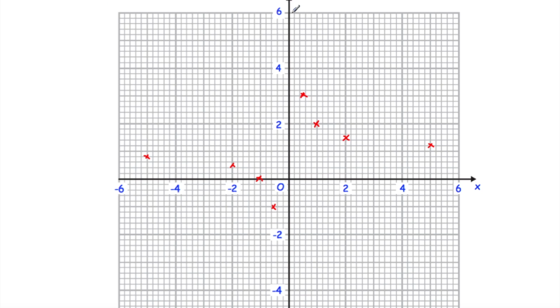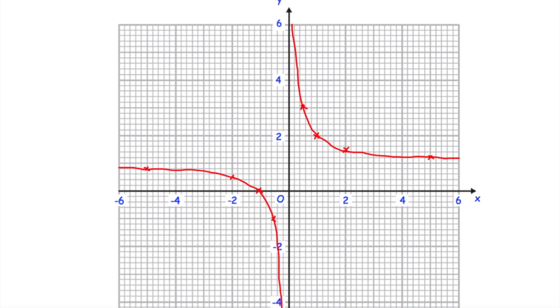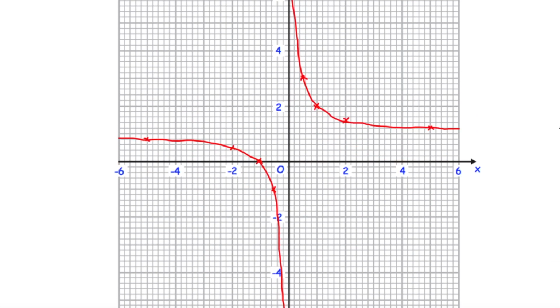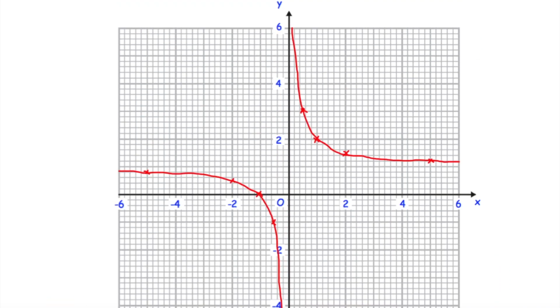So let's draw our curves through the points. And that's it, we've drawn our curves through those points. And as you can see, the graph doesn't cross the y-axis and it doesn't cross the line y equals 1. And that's it. And let's have a look, is there a part C? No, that's it.